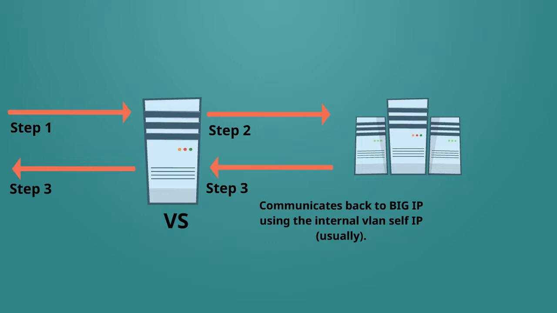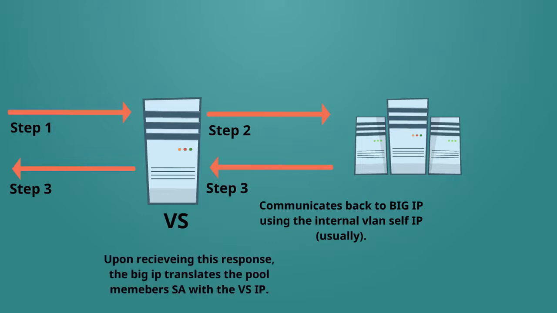So it communicates back to the big IP, and it's usually the floating IP address of an internal VLAN, so there would be a route to that address configured usually on the server. Now the big IP does its reverse translation. So in other words, it essentially takes that source address from the pool, and upon receiving that, it then connects to the virtual server.